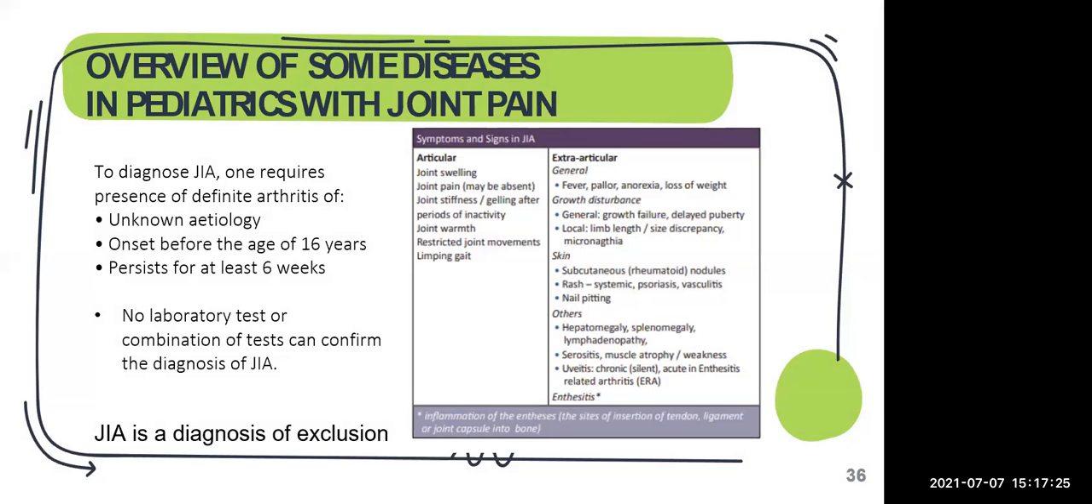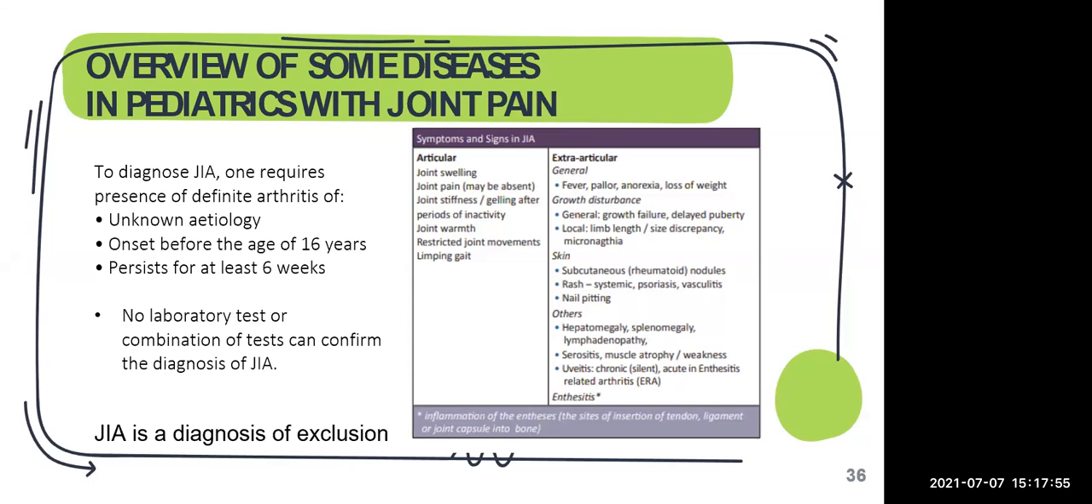Next. To diagnose JIA, it requires the presence of definite arthritis of unknown etiology, and the onset must be before the age of 16 years old, and it must persist for at least 6 weeks. There is no lab test or combination of tests that can confirm the diagnosis of JIA. And you need to remember that JIA is a diagnosis of exclusion, so you need to rule out everything else first.